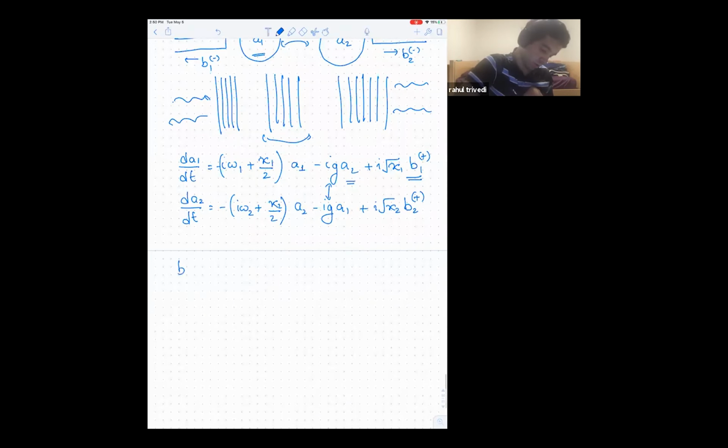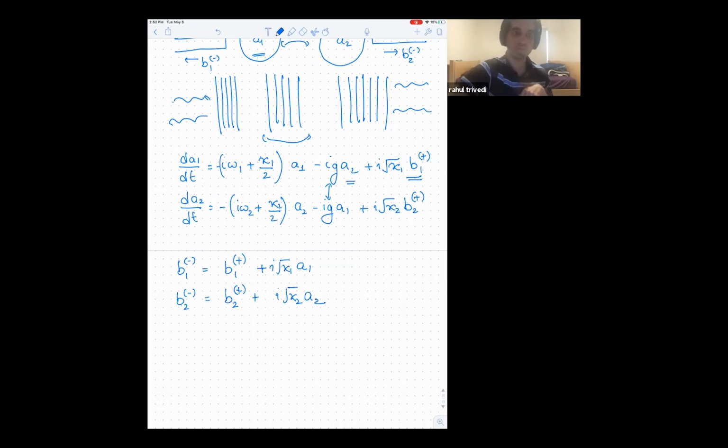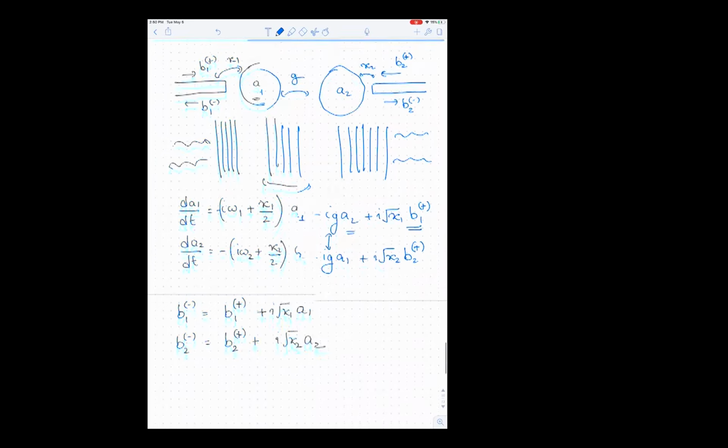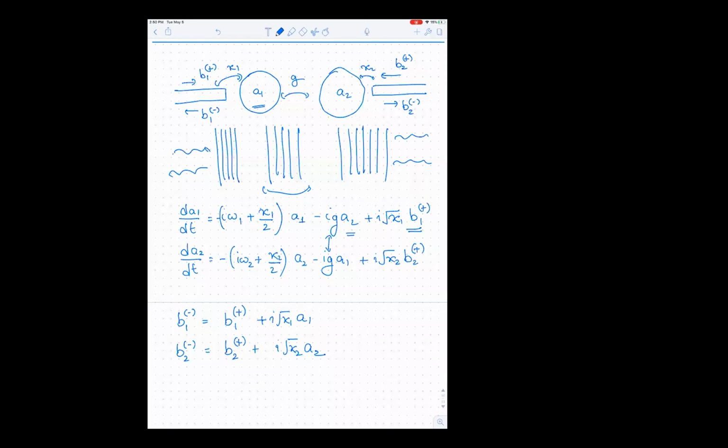And then you can write down equations for B1 minus, very similar. So we have B1 plus i times square root kappa 1 A1. And B2 minus is equal to B2 plus i times square root kappa 2 A2, right? So without too much, sorry, just real quick. I don't think I caught it.